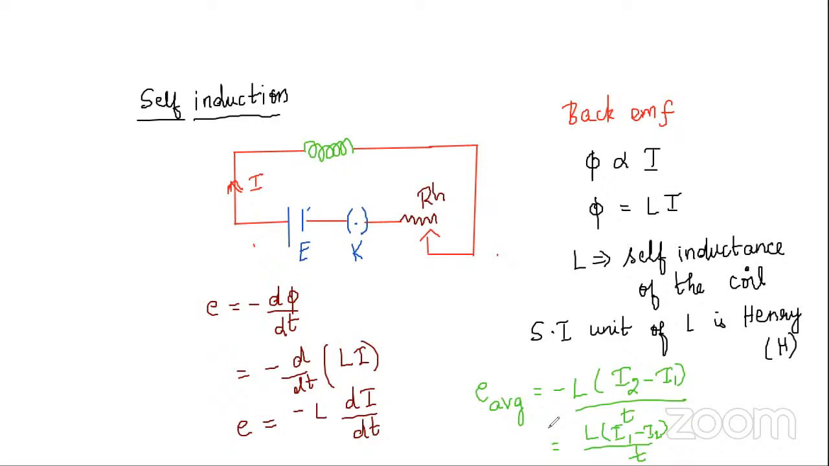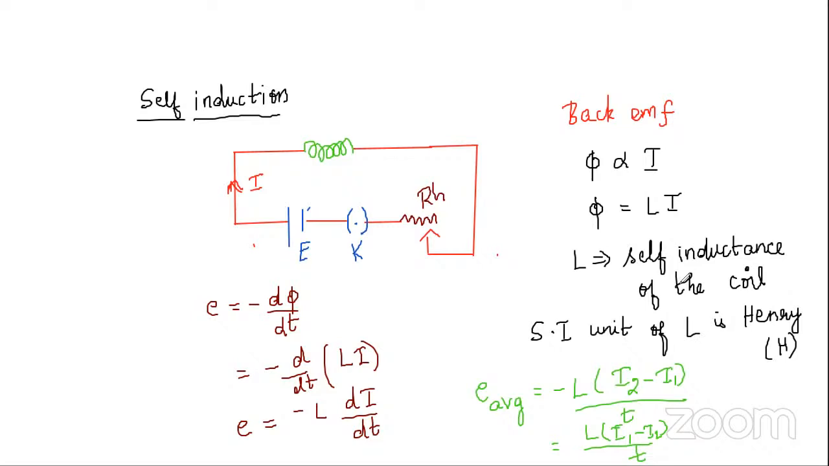Here, what is the meaning of this inductance, L? L is nothing but the ability of the coil to oppose the flow of current. To oppose the flow of current. L is nothing but the ability to oppose the flow of current.